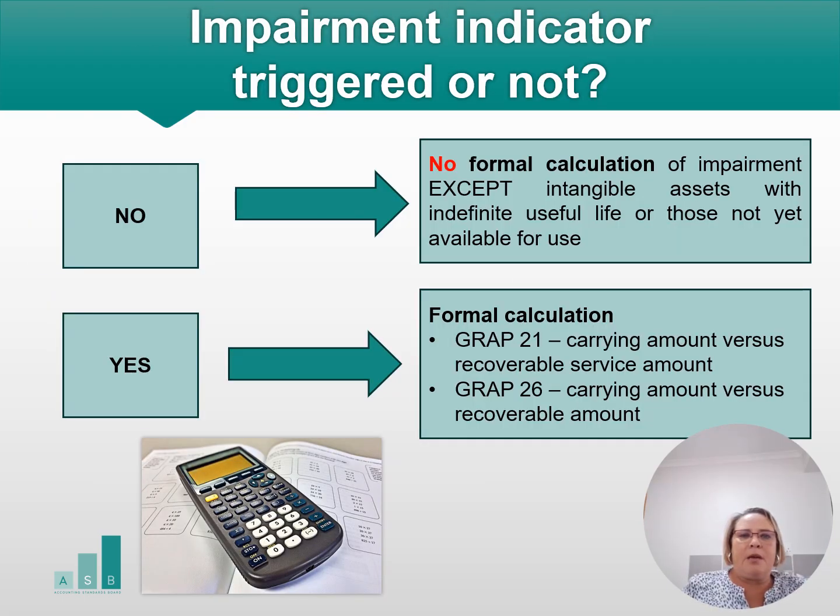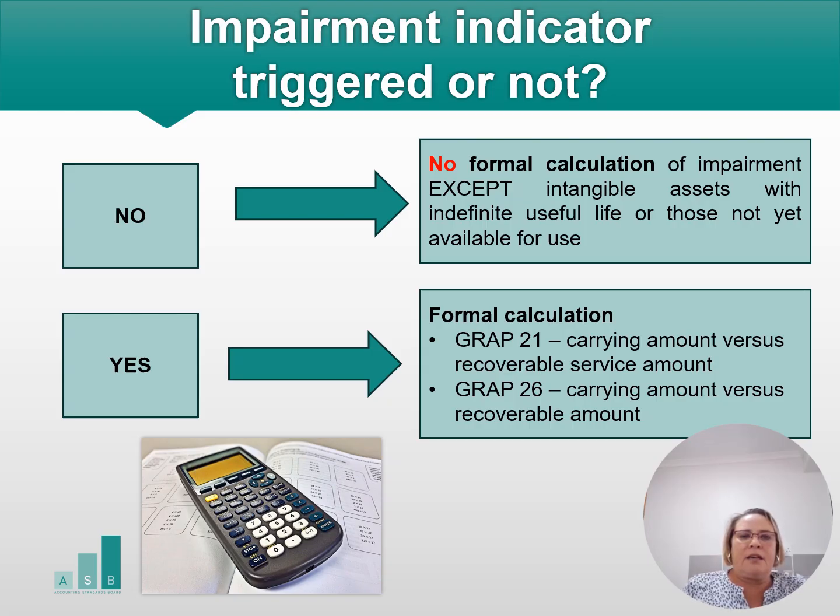What does it mean if an impairment indicator has been triggered? The impairment indicators help an entity to decide when to test and do a formal calculation of an impairment loss. If, after considering all relevant indications, the entity concludes that there is no indication of impairment, no further action is required. This means that you don't need to perform an impairment calculation. This is with the exception of an intangible asset with an indefinite useful life or an intangible asset not yet available for use. As for these intangible assets, an entity needs to do an impairment calculation annually.